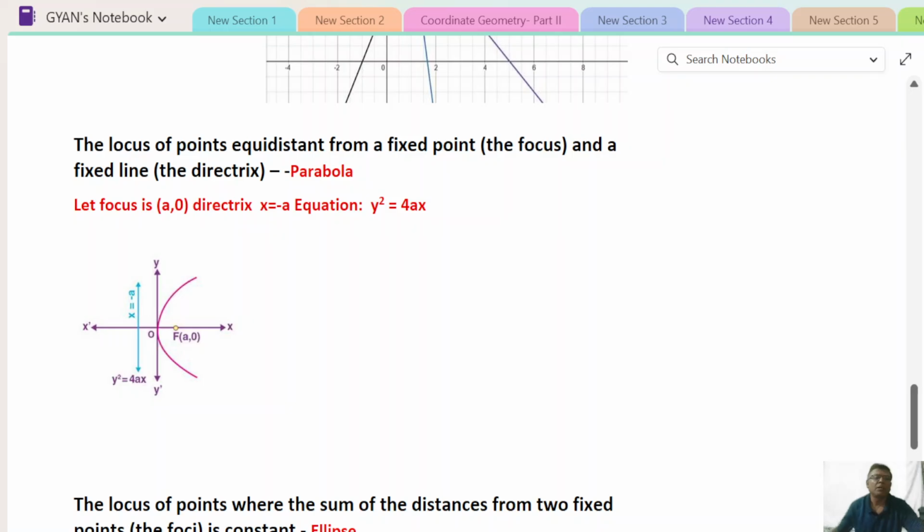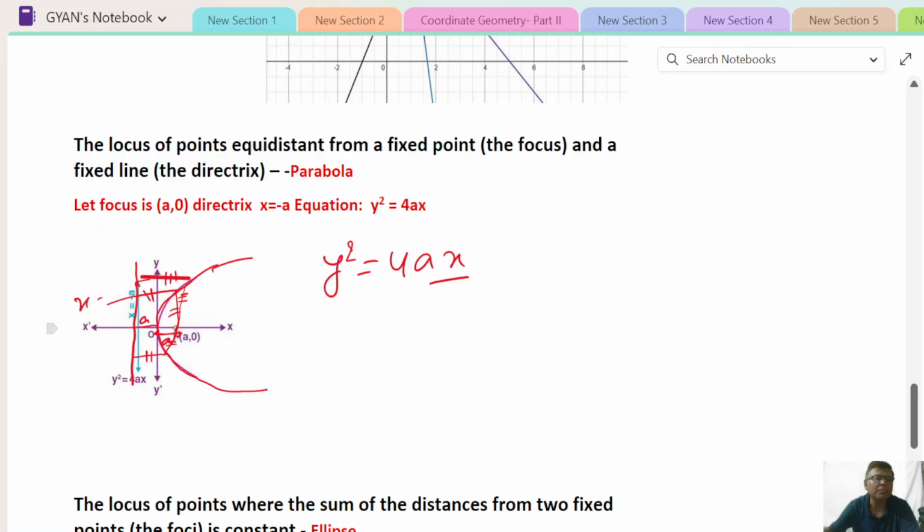Now come to the locus of a point, suppose one line is there. The perpendicular distance from the line and the distance from the point are equal. Any point you take on a parabola, this distance and this distance will be equal. You take any point here also, this distance and this distance will be equal. If you take all those points, you get this curve. This is the equation. What is the equation of that? y squared is equal to 4ax. What is a? The distance from the vertex to here is called a, and this is also a. So this line equation will be x is equal to minus a.